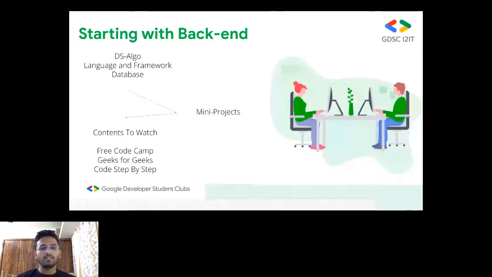For languages and frameworks, there are certain languages used in the backend. For example, PHP, Java, and Python are there, with frameworks like Django, Ruby on Rails, and Laravel. Talking about databases, there are various databases. You can start with SQL, then you might go on to MariaDB. Realm is also a type of database. It depends upon which database you want to learn.